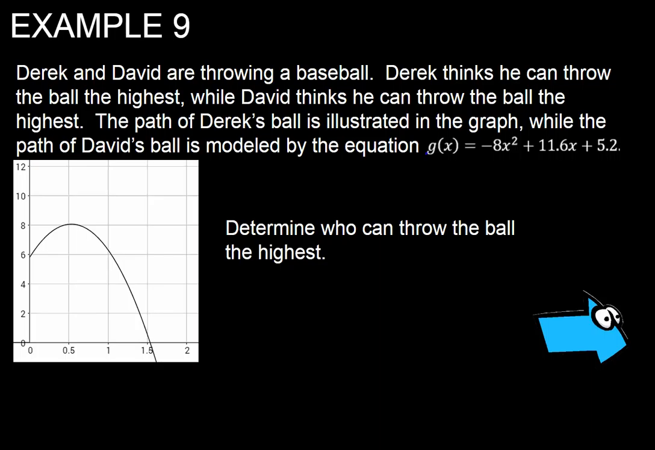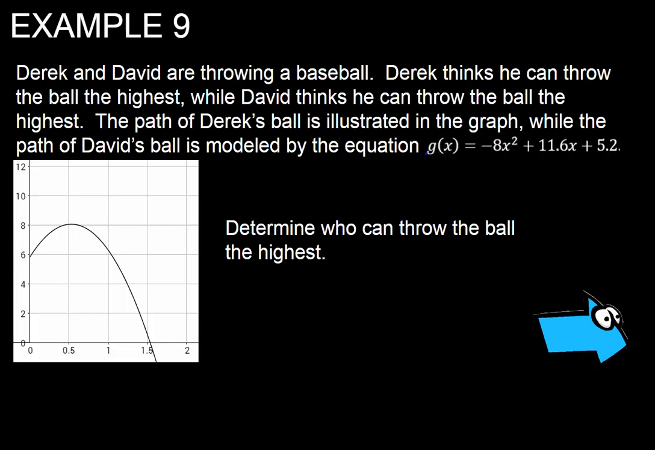So here we have Derek and David, and they're throwing a baseball. Derek thinks he can throw the ball the highest, while David thinks he can throw the ball the highest. The path of Derek's ball is illustrated in the graph, while the path of David's ball is modeled by the equation negative 8x squared plus 11.6x plus 5.2. And we want to determine who can throw the ball the highest.